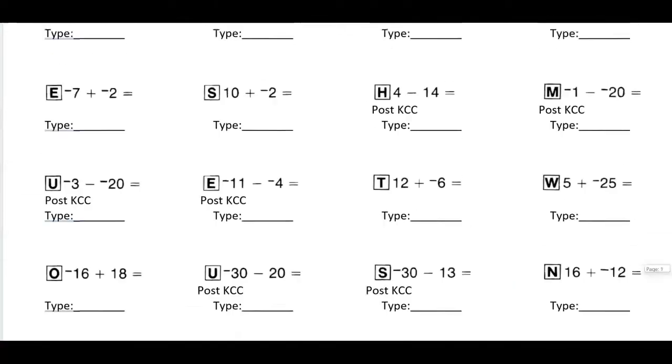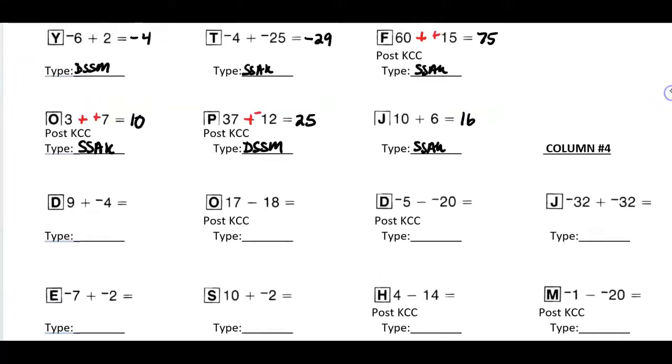Now the biggest thing to remember is that when you have subtraction, you have to keep, change, change. I can't just say 17 plus 18 and I'm done. No, keep, change, change. Now that becomes 17 plus negative 18, right? D, negative 5 plus positive 20.